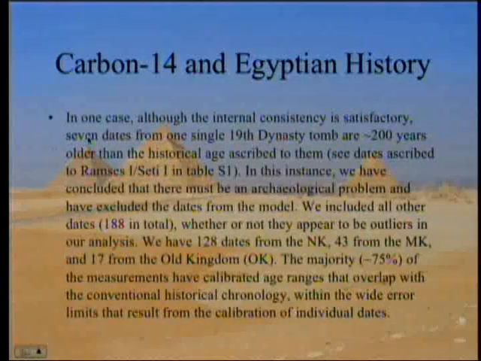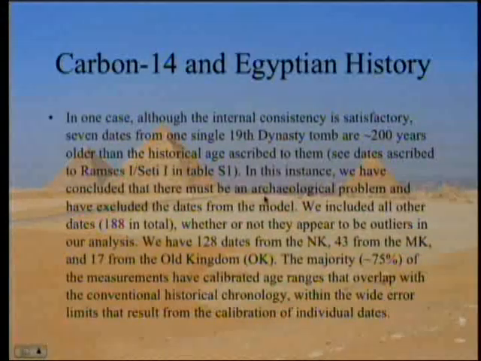Now, in one case, although the internal consistency is satisfactory, seven dates from one single 19th dynasty tomb are about 200 years older than the historical age ascribed to them. And that's specifically Ramses 1 and Seti 1. And you're going, wait a minute, how do you do that? I can see how younger material gets in, but it's kind of hard to see how you'd bury a lot of older material and for it to be consistent, you know, one or two dates maybe. In this instance, we have concluded that there must be an archaeological problem, unspecified, and have excluded the dates from the model.